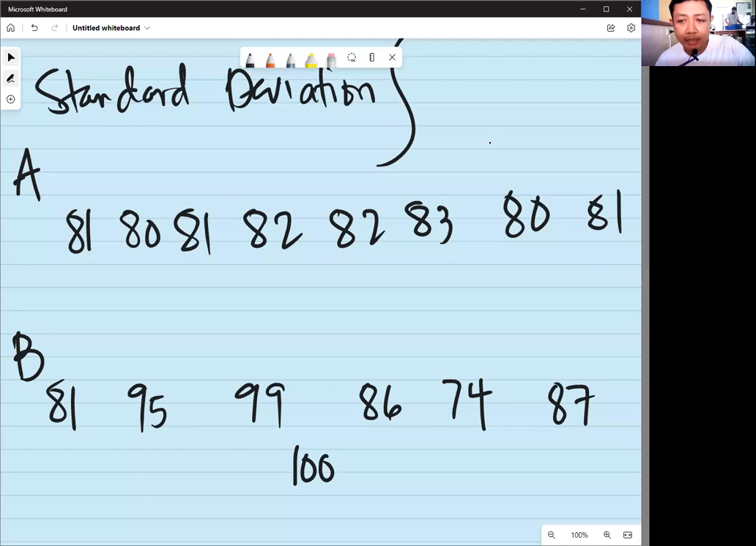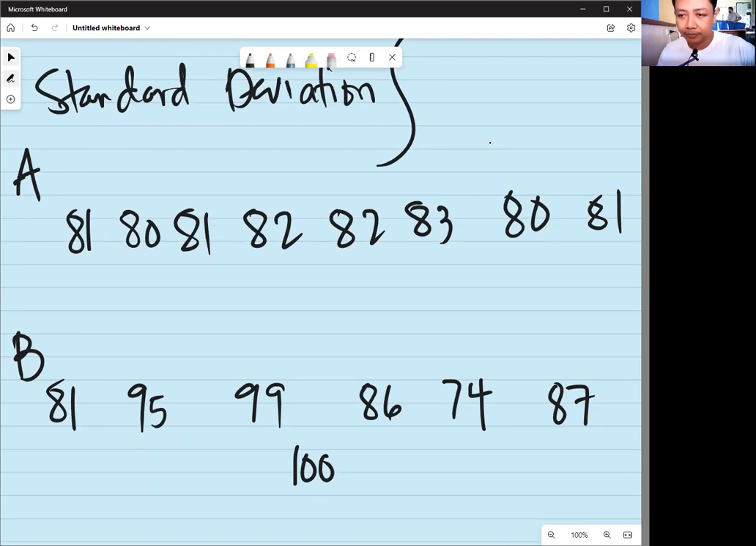Type your answer in the chat box, please. I want everybody to please participate. Show me your answers. Which is widely spread? The grades for letter A are 81, 80, 81, 82, 82, 83, 80, 81. This is student A. While student B's grades are 81, 95, 99, 86, 74, 87, and 100. Which of the two sets of data is widely spread? Is it A or B?